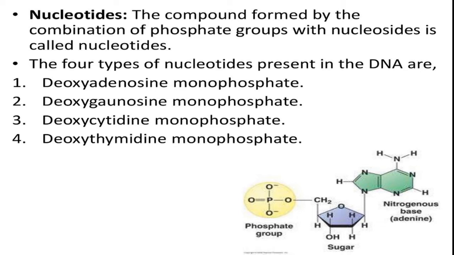Here also we have four types of nucleotides present in DNA, which are deoxyadenosine monophosphate, deoxyguanosine monophosphate, deoxycytidine monophosphate, and deoxythymidine monophosphate. There are different cases. When one phosphate is attached to the fifth position of the carbon, we call it monophosphate. When two are present, we call it diphosphate. When three are present, we call it triphosphate. So deoxyadenosine triphosphate is also present.